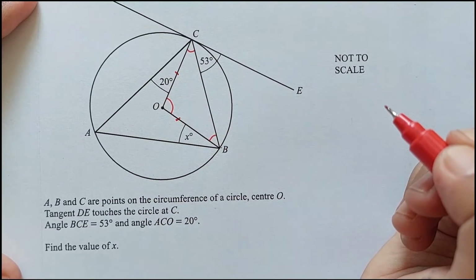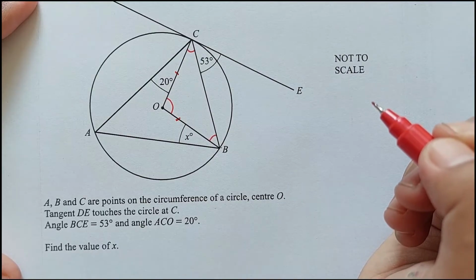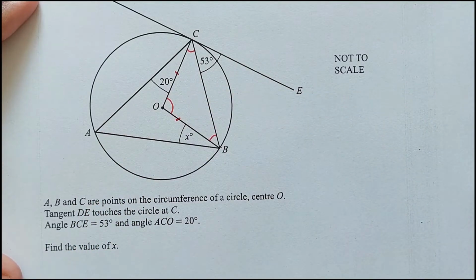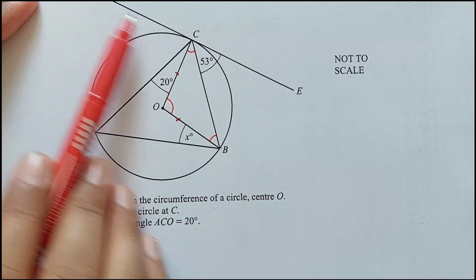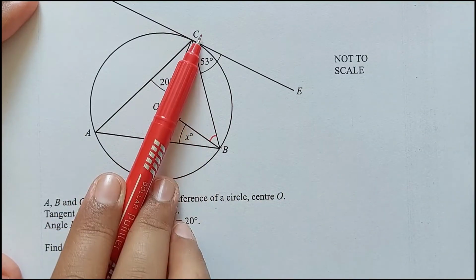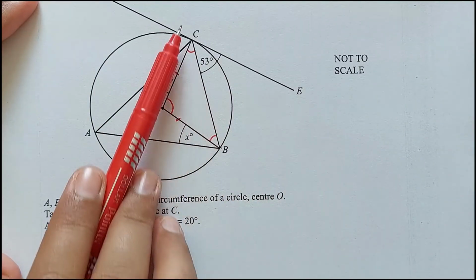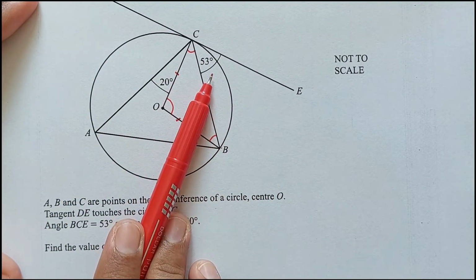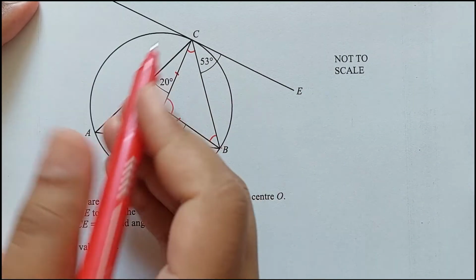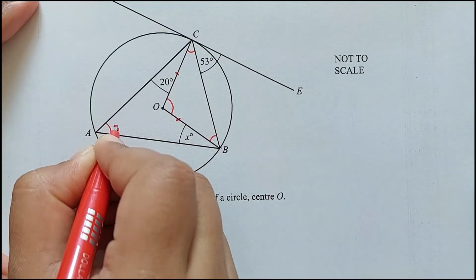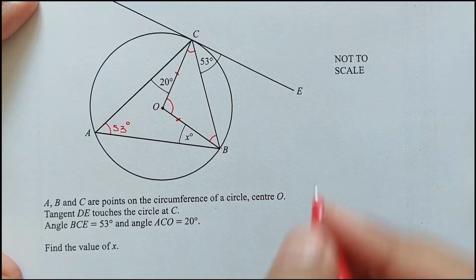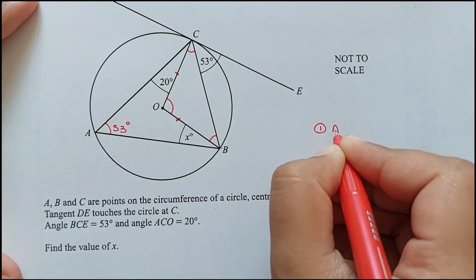So let me use another piece of information which we have been given, right? Alternate segment theorem we can use. As you can see, the tangent DE makes the angle 53 with the chord BC. The tangent makes the angle 53 with the chord, and this angle is equal to the angle in the alternate segment, which is, this is the alternate segment. So this angle is also 53 degrees, right? So the first information I used over here is the alternate segment theorem.